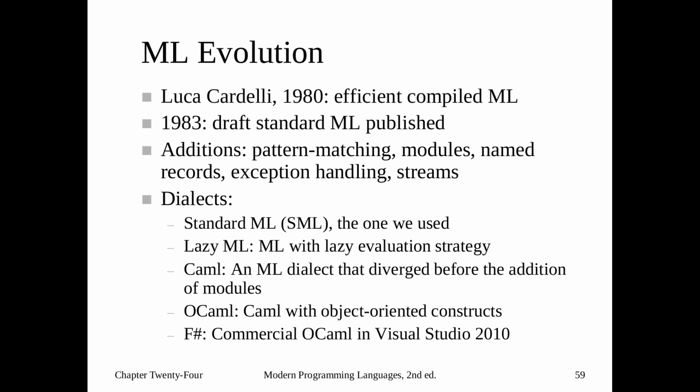And now we've gotten to the point where there are a whole bunch of different dialects. So there's Standard ML, which we're going to use in this class. Lazy ML, which uses a lazy evaluation strategy, similar to how Haskell does its evaluation. Then you have CAML, an ML dialect that diverged prior to adding modules, and OCaml, which is a CAML dialect that adds object-oriented constructs. And then finally, we have F#, which is a .NET commercial OCaml. I've actually programmed in that. It's actually a really fun language to work with.